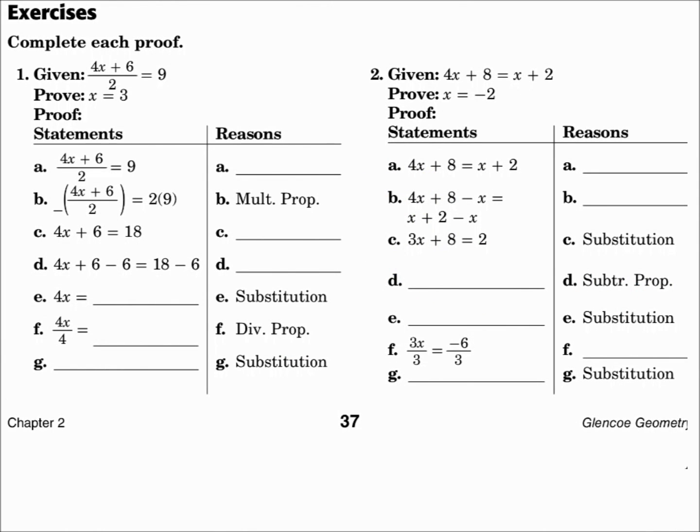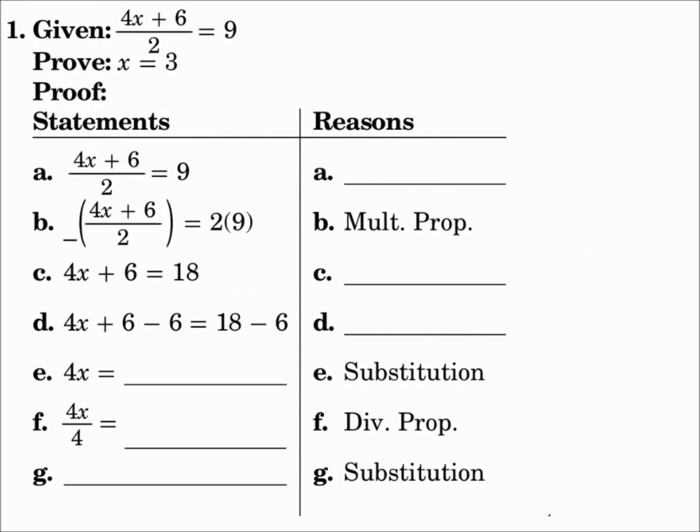Complete each proof. Given 4x plus 6 all divided by 2 equals 9, prove x equals 3. With this, make a two-column proof, a column of statements and a column of reasons. The one they have here is fill in the blank. So we will fill in the blank until we work our way all the way down. To start, we know that 4x plus 6 over 2 equals 9, and the reason is given. The first statement is always the given statement, and the first reason is always the word given.